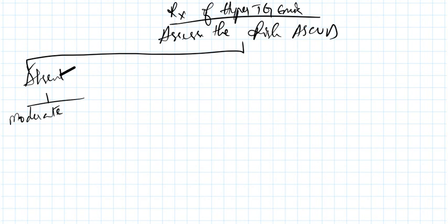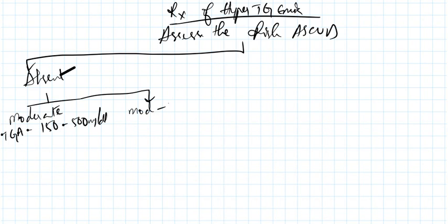You check whether he has moderate triglyceride levels. Moderate means how much? 150 to 500 milligrams per deciliter. Or if he is having moderate to severe triglyceride levels, how much? 500 to 1000, or 999 milligrams per deciliter.